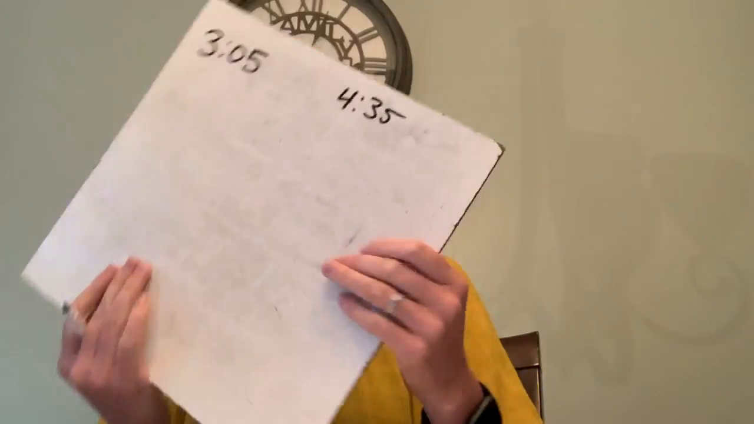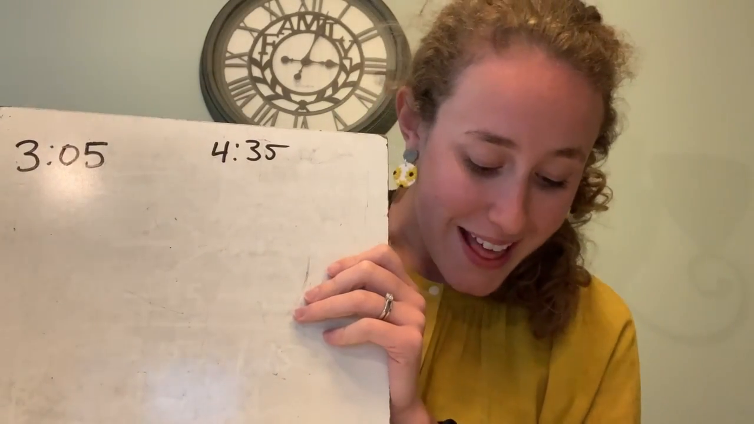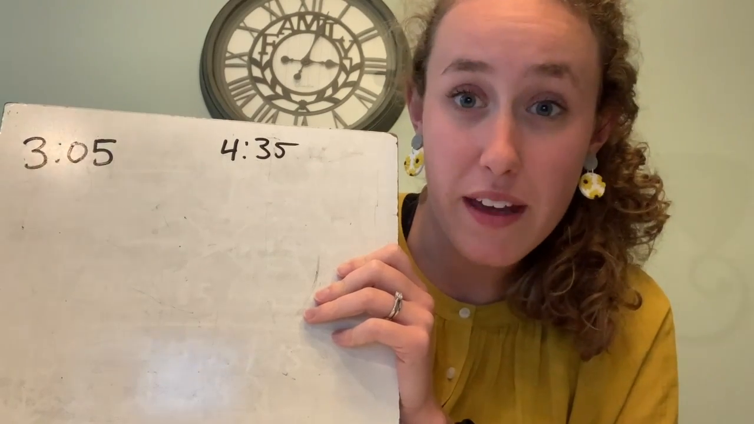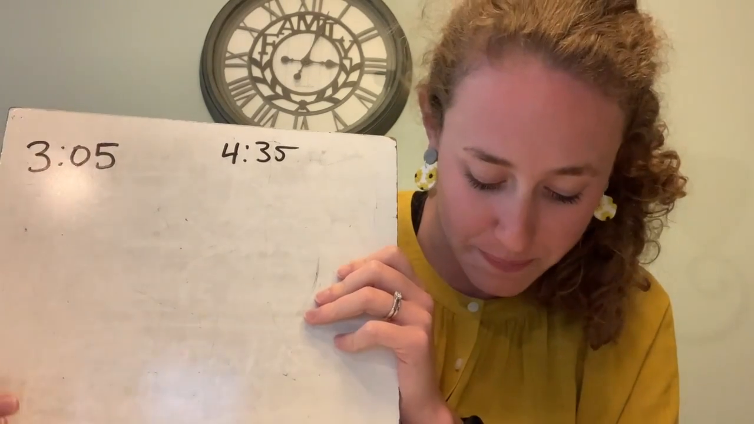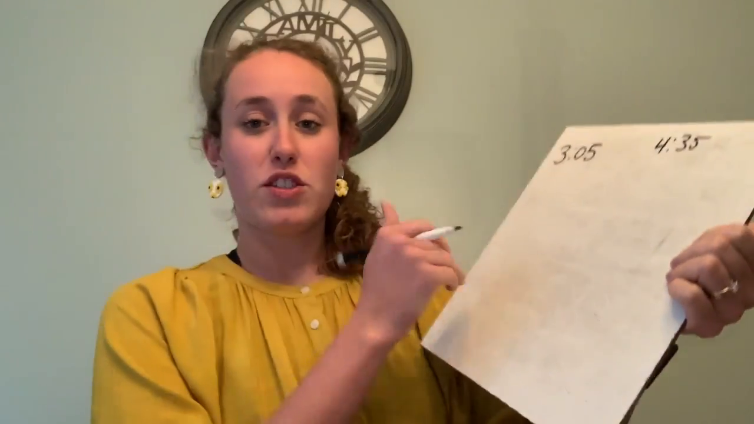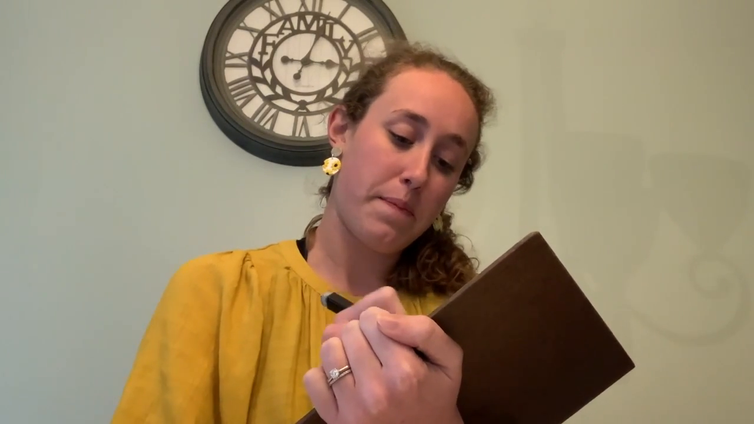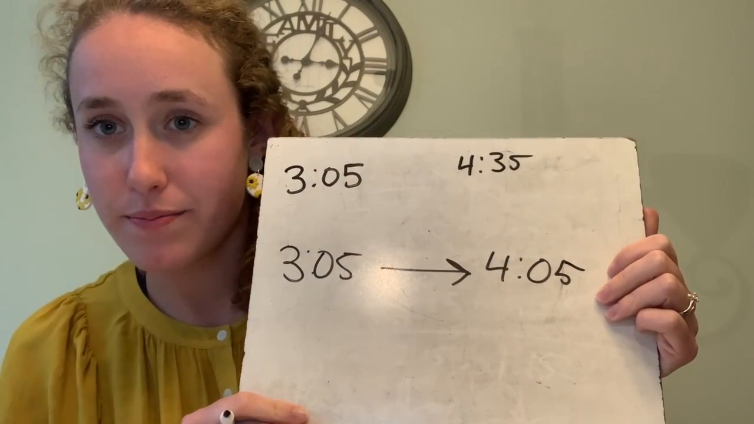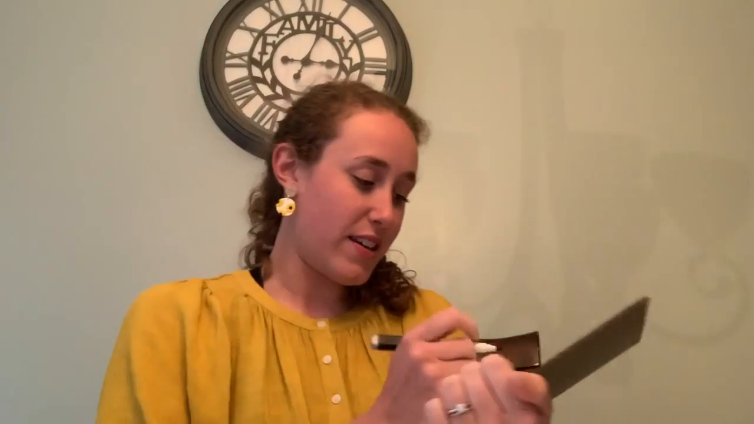Excellent. So, notice how we have our start time and our end time. They want us to use the timeline and use bunny hops to find the amount of time that elapsed. I think that's a great idea. Notice the first jump that they made is going from 3:05 to 4:05. How much time has passed there? 1 hour, right?